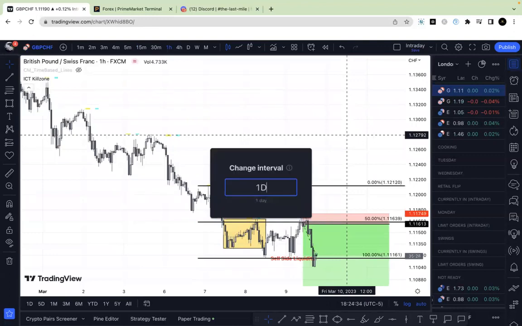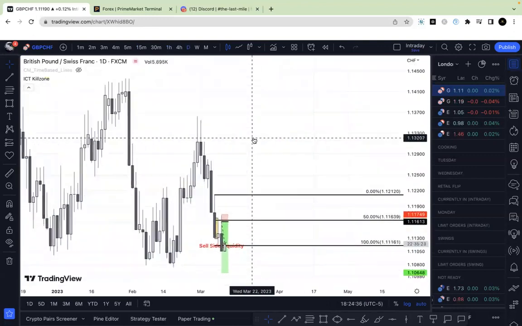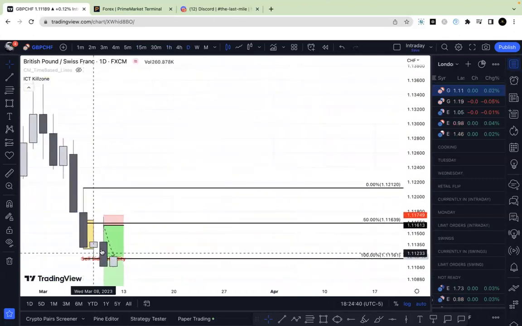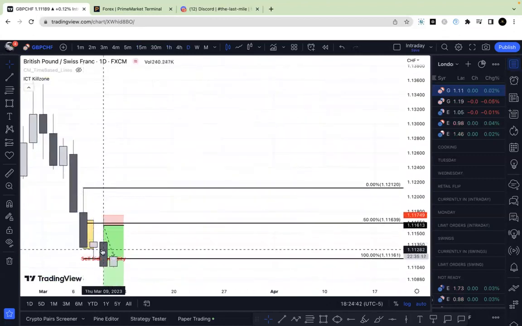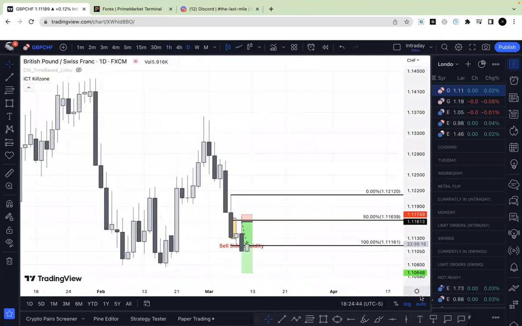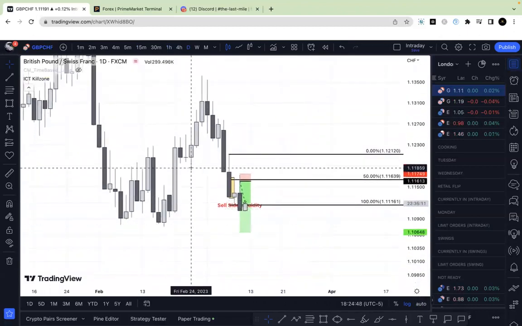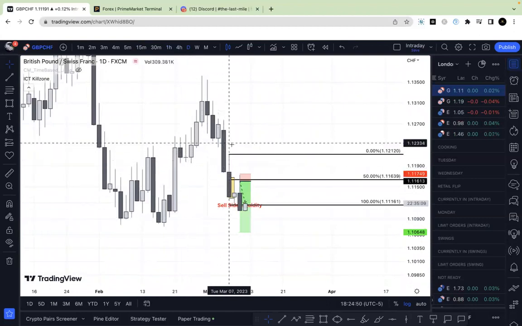Let me go to the daily real quick to show you guys the higher time frame reference right here. The higher time frame reference is that the daily time frame was basically respecting this order block and having a continuation, and they're still on the daily pushing down to these sell stops because they're not going to stop at just right here. They're going to have continuation.